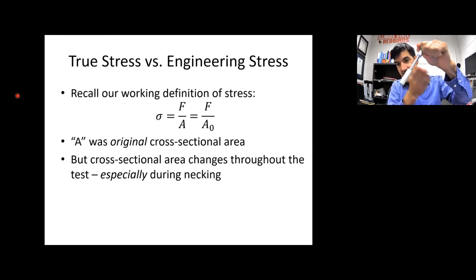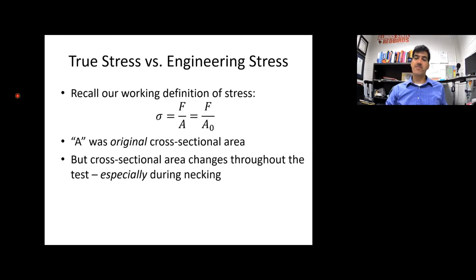Like if you cut it in half, what's the cross-sectional area? The problem is, if you think about this for just a little bit, you'll realize that as I pull this apart, this cross-sectional area, it changes. It changes during the test, right? And we know that. We have necking, but even before necking, we have a reduction in the cross-sectional area somewhat.